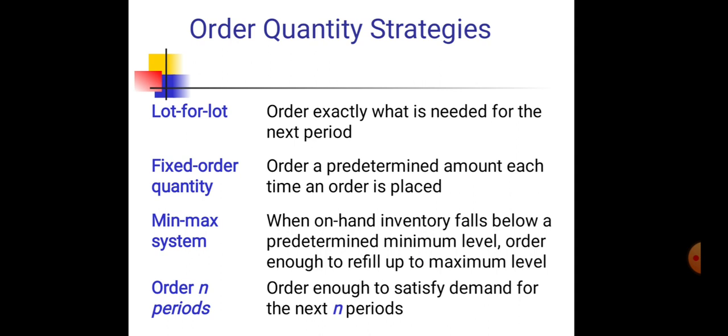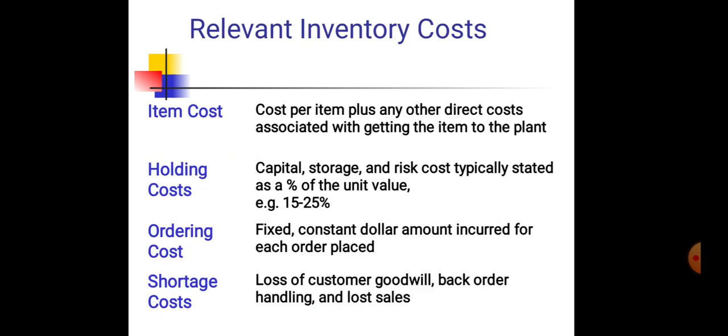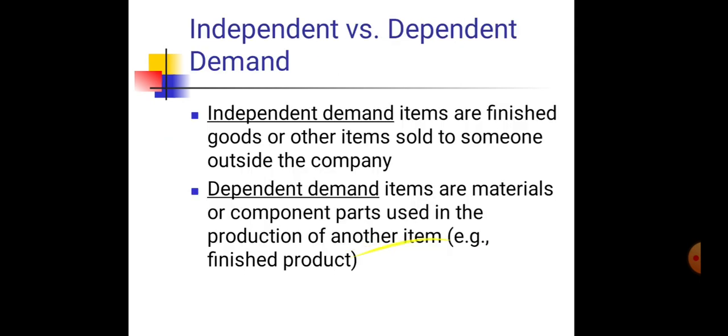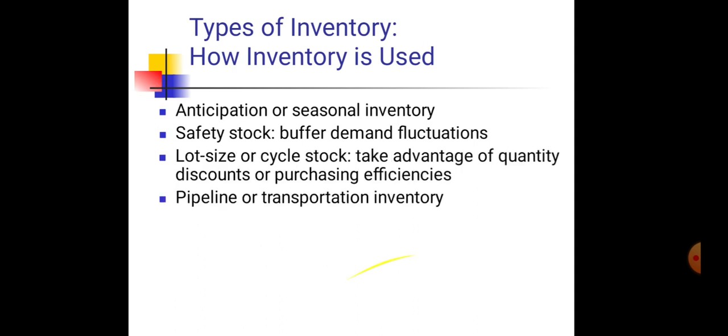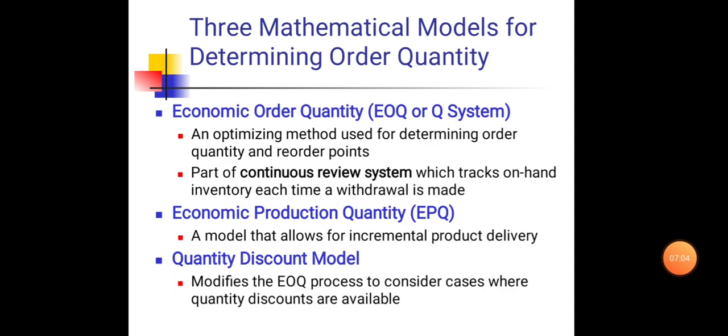What are different types of models? There are different types of models we discussed in the types of inventory and dependent and independent inventory. That is economic order quantity, the EOQ system or Q system, then the EPQ system, economic production quantity, a model that allows for incremental product delivery, and the third type is the quantity discount model, which modifies the EOQ process to consider cases where quantity discounts are available.